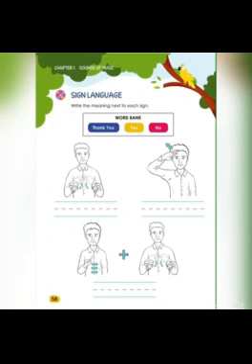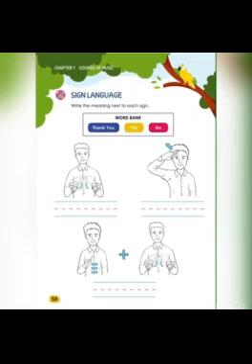Welcome, my dear students. Today we have lesson 4 in chapter 1, sign language. What is sign language? Sign language is using your hands for speaking instead of your voice, and it's useful if you are talking to a deaf person. So, write the meaning next to each sign. Word bank: thank you, and yes and no.